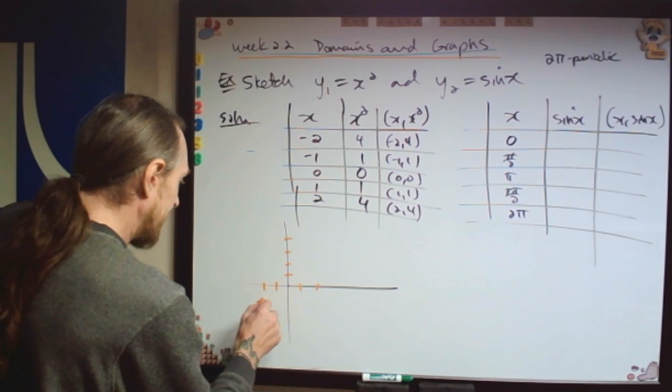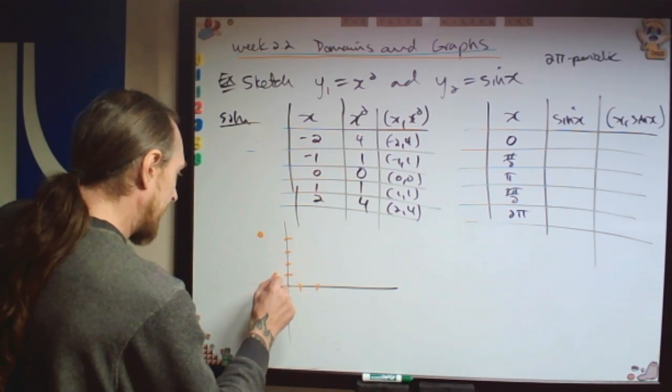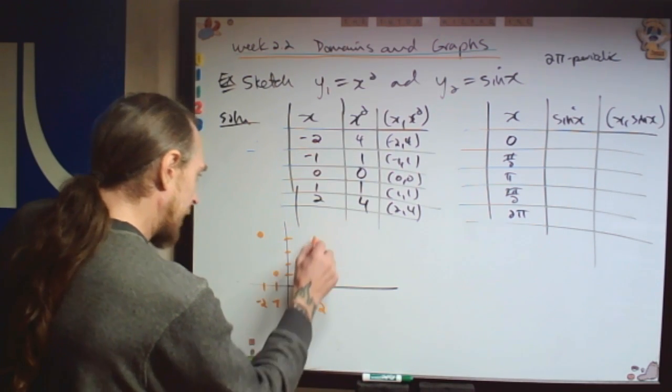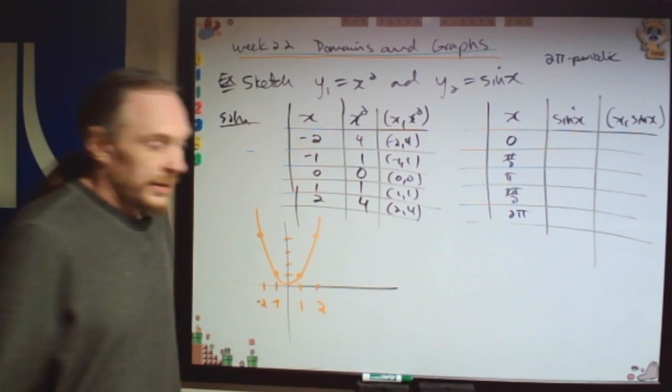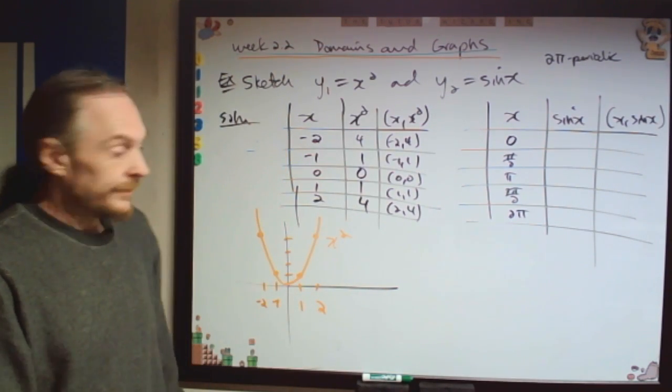at -2, I am 4. At -1, I am 1. At 1, I am 1. At 2, I am 4. If you build more and more of those up, you should see that it's a U, and we cheat and just say x squared, but that's the graph of x squared technically.